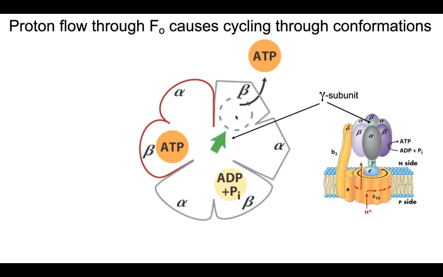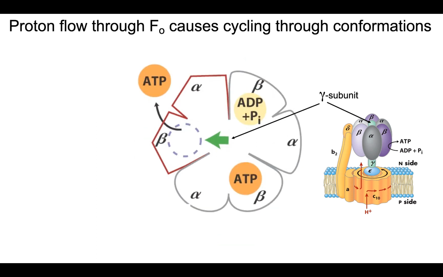That's now in the empty conformation, and ATP is released. And again, everything spins as protons move, and that arrow will just keep spinning over and over again. And with each movement, it releases a molecule of ATP. So we have a situation that looks like this.